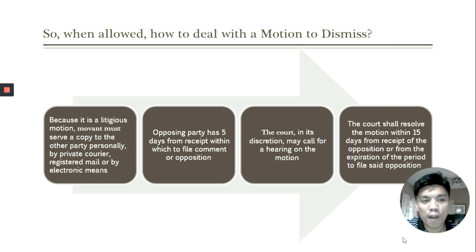Okay, now finally, the court shall resolve the motion within 15 days from receipt of the opposition or from the expiration of the period to file said opposition. So clearly, the Supreme Court wanted to abbreviate and shorten the resolution of the motion to dismiss. So the motion to dismiss is still recognized, provided that when you are the movant, you follow all this procedure.